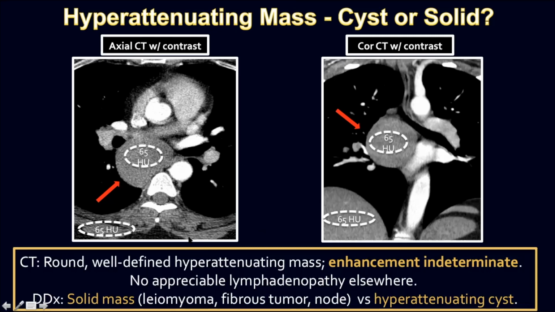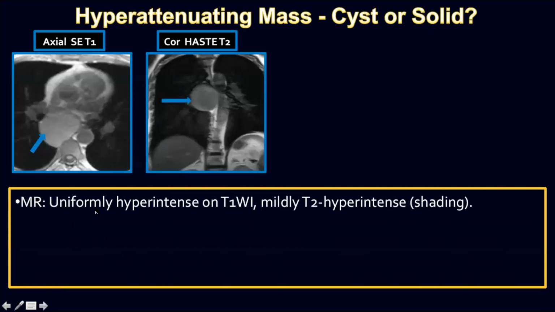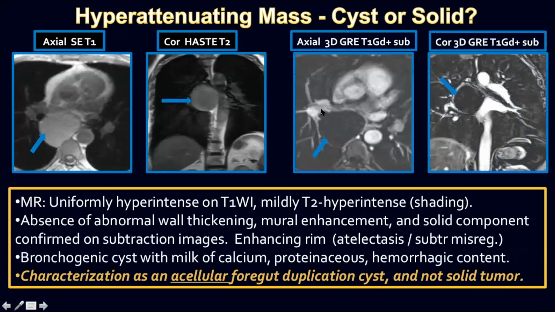And so we know that hyperdense bronchogenic cysts usually occur in this location, but are we absolutely sure that this is not a solid mass like a leiomyoma or a fibrous tumor or a lymph node? So at this point, we decided to add an MR, and the lesion was uniformly hyperintense on T1, mildly hyperintense on T2, and had no enhancing component on subtraction images. So this confirms that this is an acellular lesion. This is a bronchogenic cyst with milk of calcium and not a solid tumor.